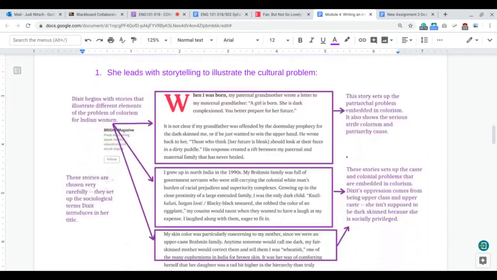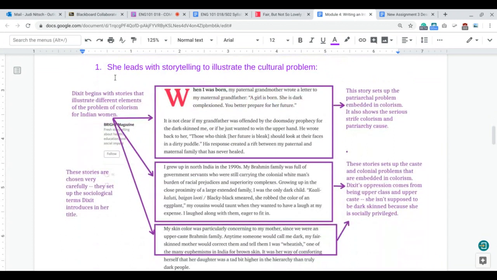So how does she do this? First, Dixit leads with storytelling to illustrate the cultural problem. Why does that make sense? Because her audience wants a lot of storytelling, because the magazine claims that it will mostly be telling stories. So it makes sense that she'd go here. So Dixit begins with stories. She really gives us two that illustrate different elements of the problem of colorism for Indian women. And these are going to be personal stories, so she's talking about herself.